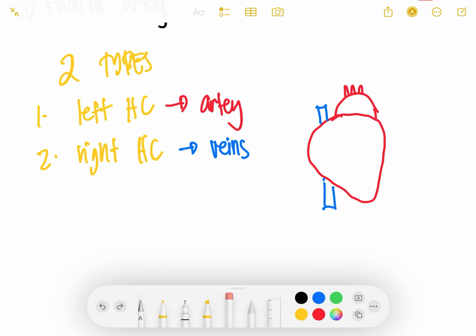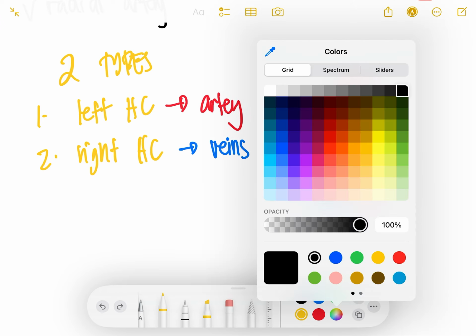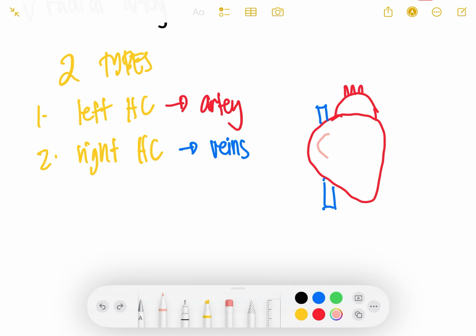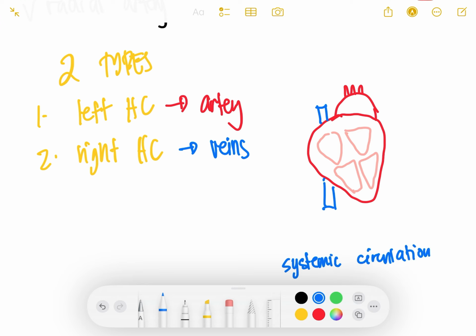Okay, and then let's draw the different chambers of the heart. So si atria nasa taas, and then you have the ventricles below. Now let's talk about the basic blood flow. We have yung tinatawag nating systemic circulation. When you say systemic circulation, this basically means yung pag-ikot ng dugo sa buong katawan ng isang tao.